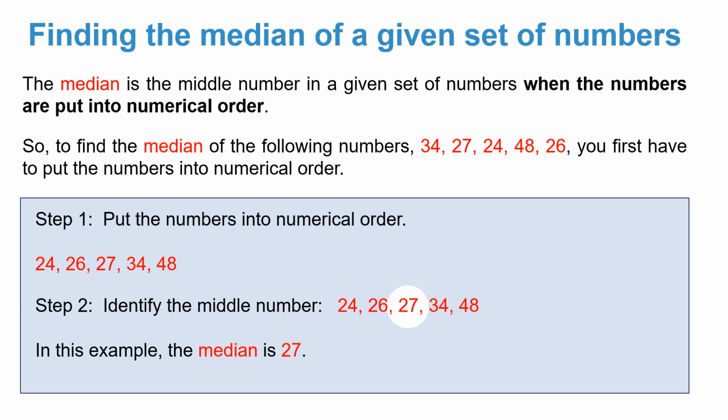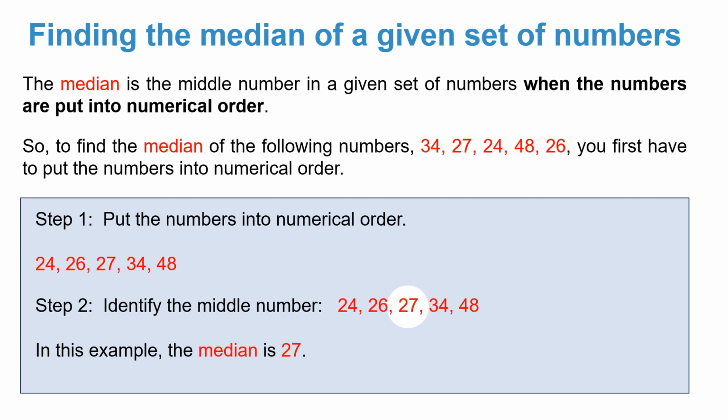So how do we go about finding the median of a given set of numbers? Well, the median is the middle number in a given set of numbers when the numbers are put into numerical order. And note that I've put that in bold there. So that's really important that the numbers are put into order first before you find the middle number. So to find the median of the following numbers, 34, 27, 24, 48, and 26, you first have to put the numbers into numerical order.